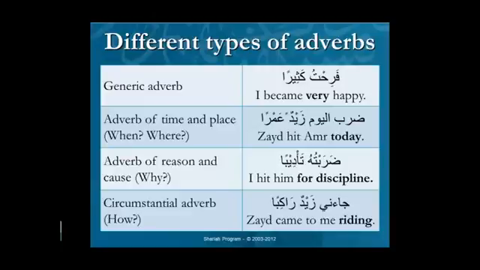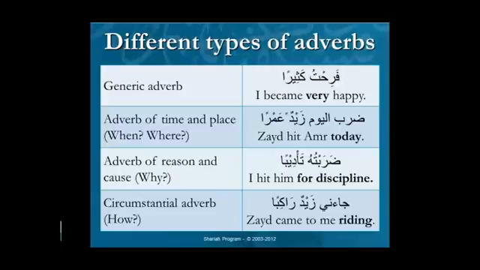And then the when, where one has a special name, and that will be given to you on the upcoming slide. The example is, today Zayd hit Amr. So the word today is modifying the time aspect of daraba. Kathiran was modifying the action aspect of daraba, and al-yawm is modifying the time aspect. So that's a kind of adverb. And then we have the reason and cause adverb. So darabtuhu means I hit him. Ta'diban means for the purpose of discipline.